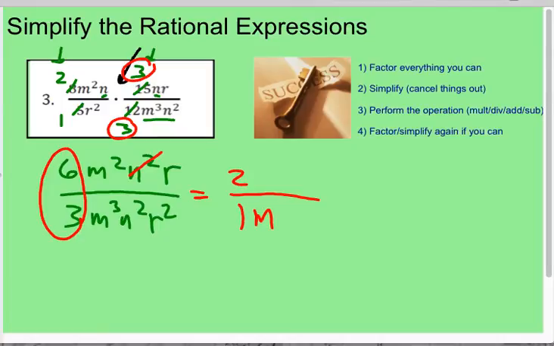N squared and n squared. They cancel out to 1. R over r squared, I have more r's in the denominator. So cleaning it up, and my final answer would be 2 over 1, or just 2, all over mr. 2 over mr, very good.